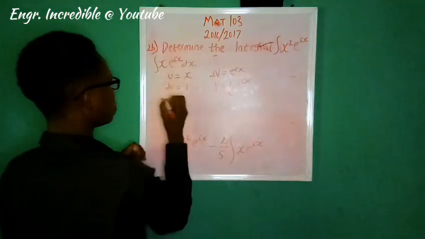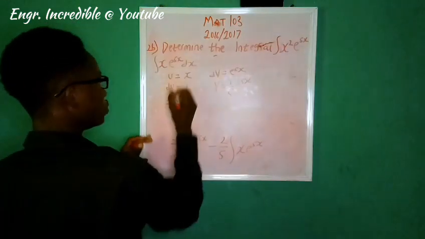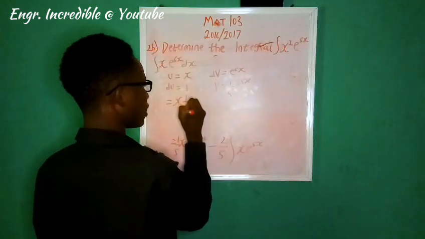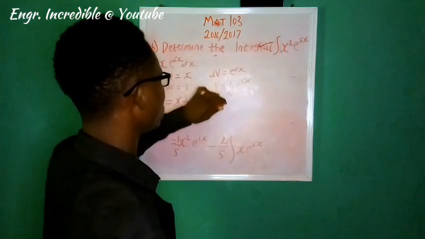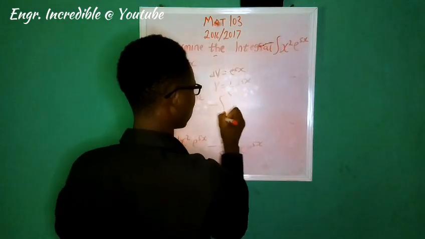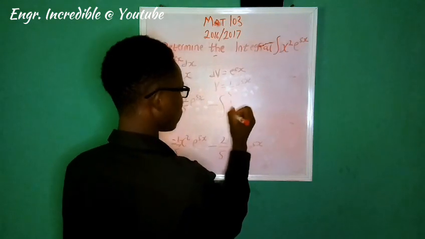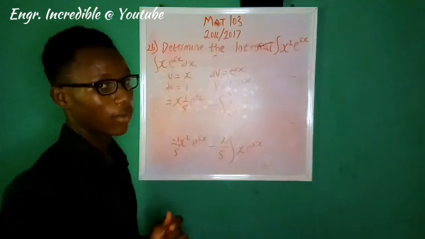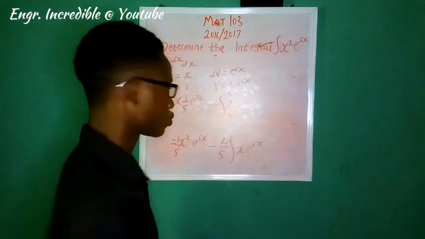We are going to be having integral of u dv is equals to u times v, which is x times, what is our v, 1 over 5 times e raised to power 5x, minus integral sign v du, which is 1 over 5 times e raised to power 5x times, what is our du? Our du is equals to 1. So 1 multiplied by everything will still give us the same thing.